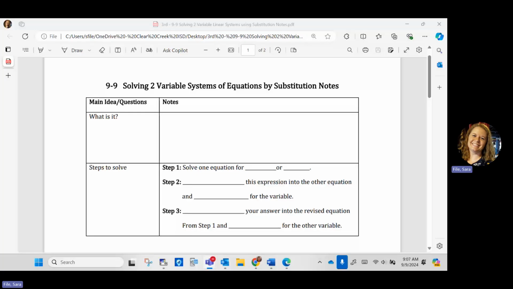Today, Monday, September 9th, we're talking about two variable systems of equations. Last week, we talked about systems of inequalities. There were two variables and two inequalities. We did some that were three inequalities, but we solved those by graphing and looking for the overlapping shaded region. That's where our solution was found.